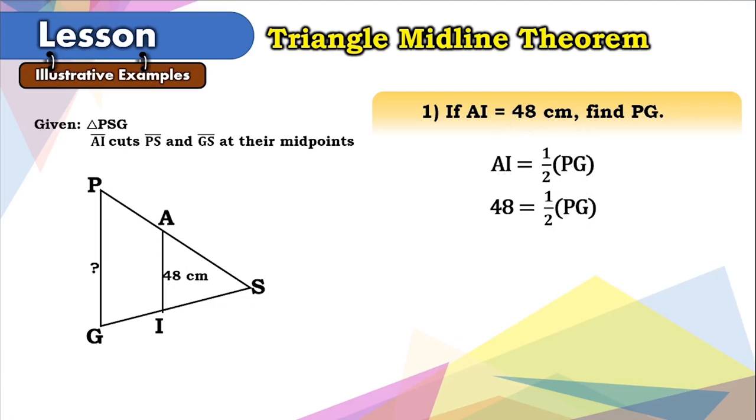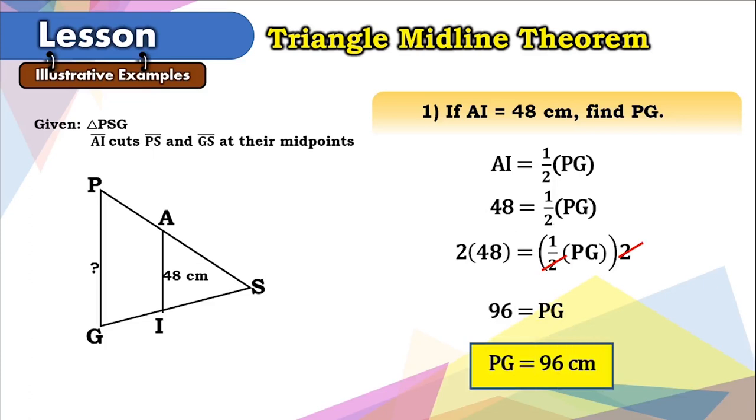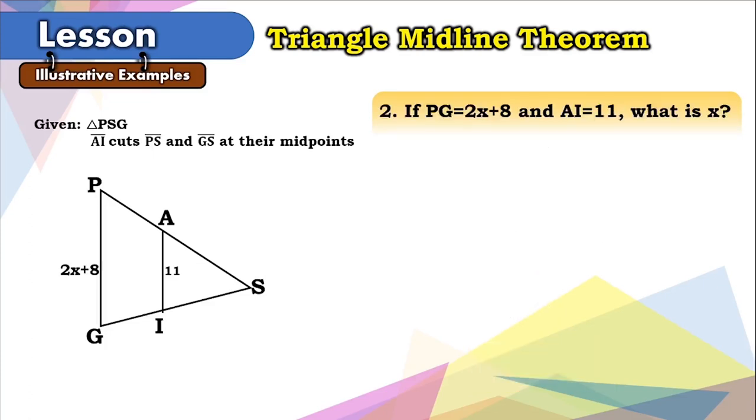And solving for the length of PG, we need to multiply both sides of the equation by 2. This can be simplified further as 96 is equal to PG. And the final answer is PG is equal to 96 centimeters. Problem number 2. If PG is equal to 2x plus 8 and AI is equal to 11, what is x?